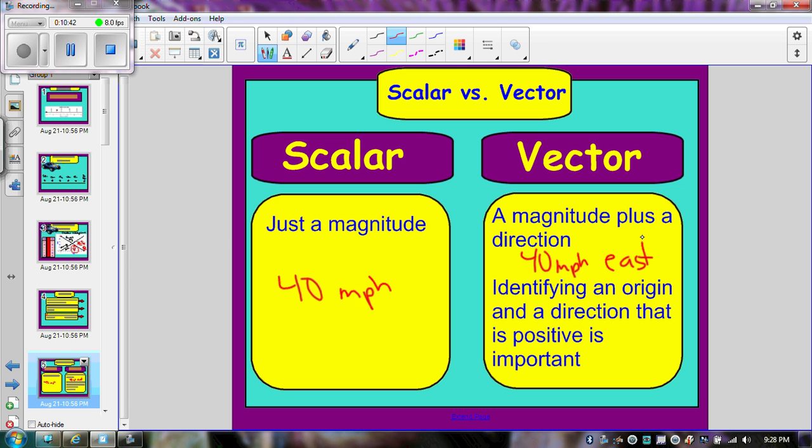In physics, there are two common ways to indicate direction. The first way is using the north, south, east, west direction, and the other way that we'll see in just a moment is simply by using positive or negative signs.